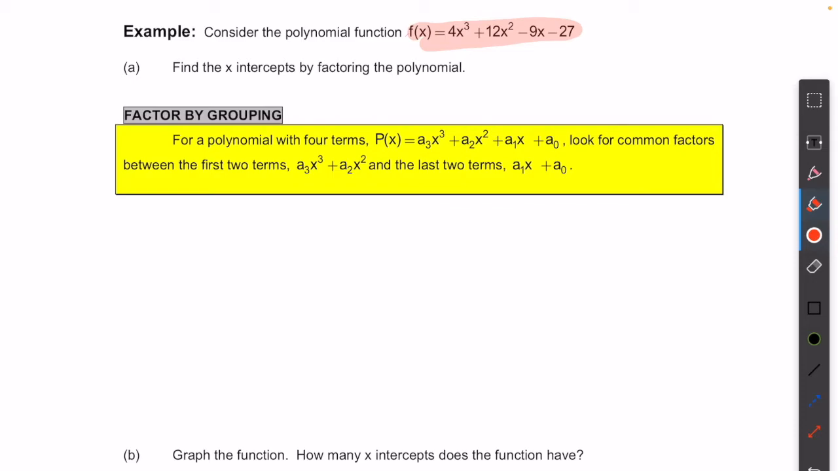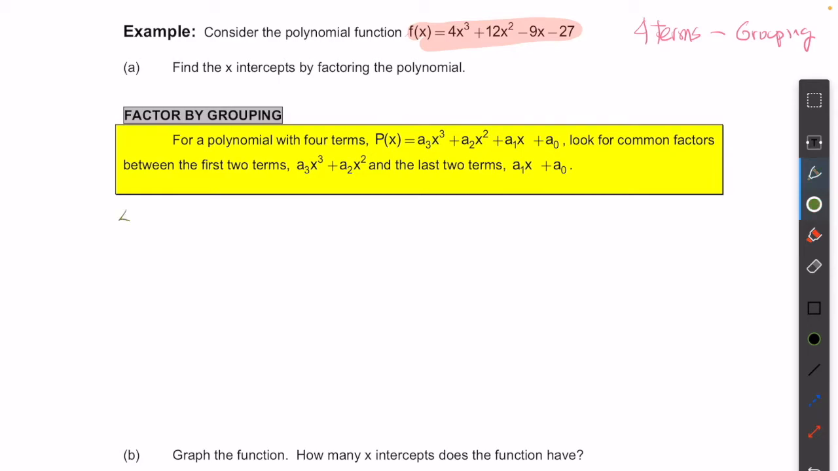So in this example, I'm noticing that there's 4 terms. And whenever there's 4 terms, the one standard way to factor it, if it can be factored, is going to be with the grouping method. So we'll demonstrate that here.